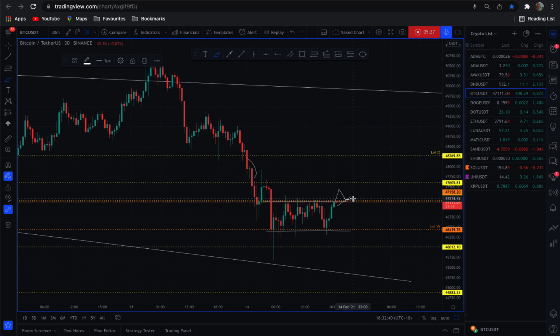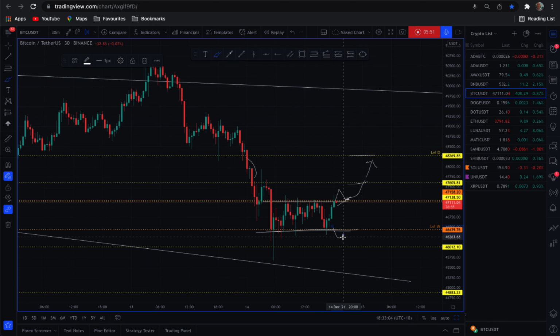If this fails here, and we get the setup, target 1, target 2. All right, that'd be my thing if we break north. If we break south, again, I want the breakout of this range. Okay, I'm not happy taking positions while we're ranging through here.